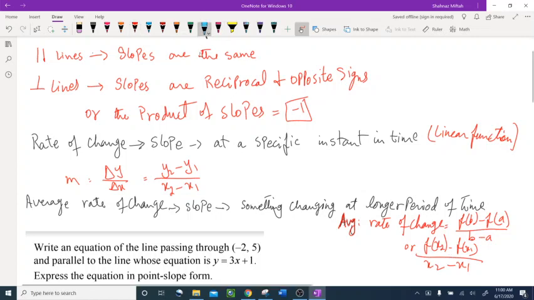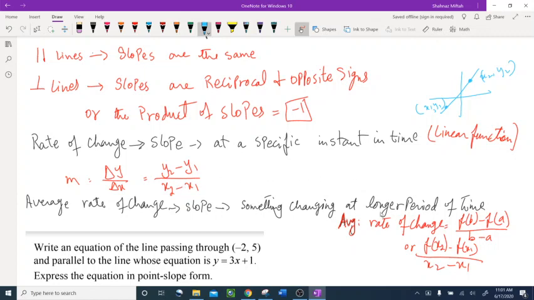Now let me give you a graph for this. Rate of change, like I said, is at a specific instant in time, for a linear function. What is a linear function? It's going to go something like this. For example, I have a graph. You pick 2 points on this graph, and you rise or run because it's a positive slope, or you use these 2 ordered pairs. You can say that's x1, y1, and this one is x2, y2. You plug them into the equation, and you will get rate of change.